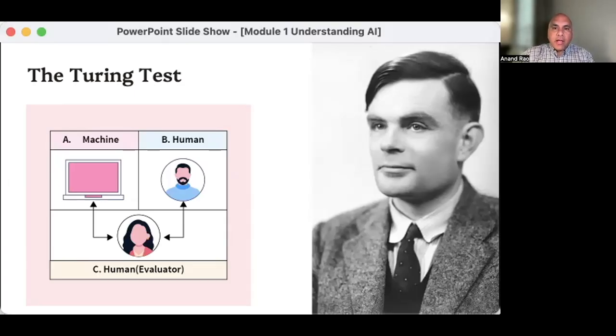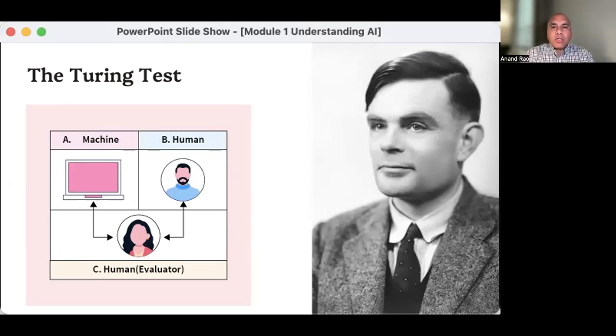You would have a human evaluator, and they would engage in natural language conversations both with a machine and with a human, just like you would see in this diagram. And they wouldn't know which one is which, so they would be doing it blind. They would probably be interacting through some kind of computer interface. Now, if the evaluator can't reliably distinguish between the human and the machine responses, then the machine is said to have passed the test and demonstrated intelligent behavior.